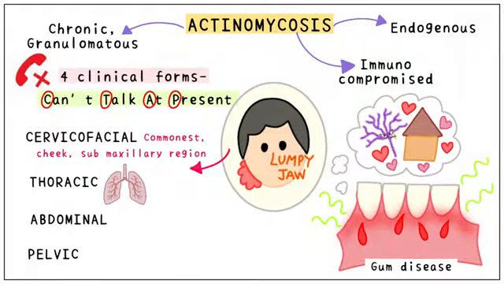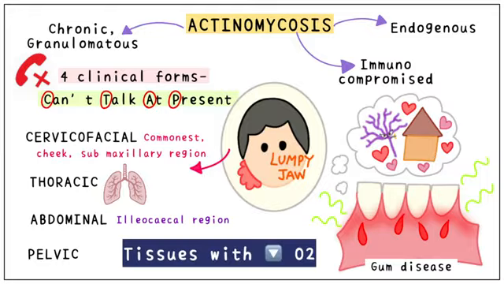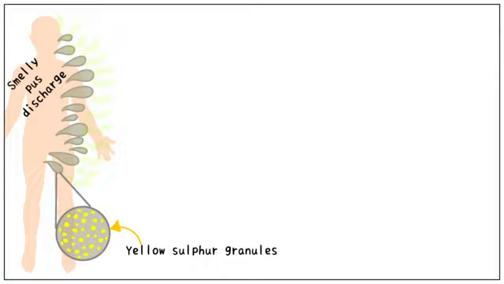The thoracic form mainly affects the lungs, while abdominal form affects the ileocecal region. It has an affinity for tissues with low oxygen supply as it is an anaerobic organism. Smelly pus is discharged from the sinuses in actinomycosis. This pus contains yellow colored sulfur granules which give it a very bad odor.